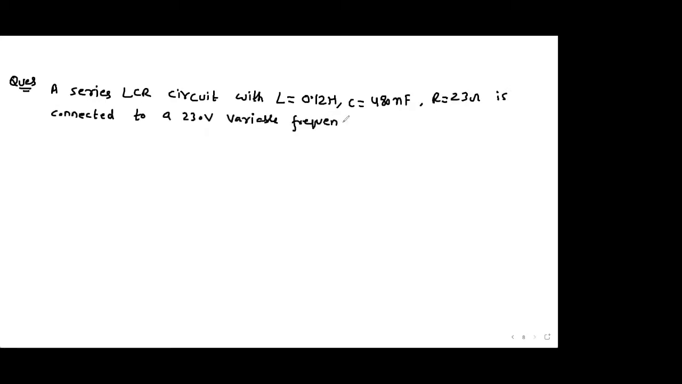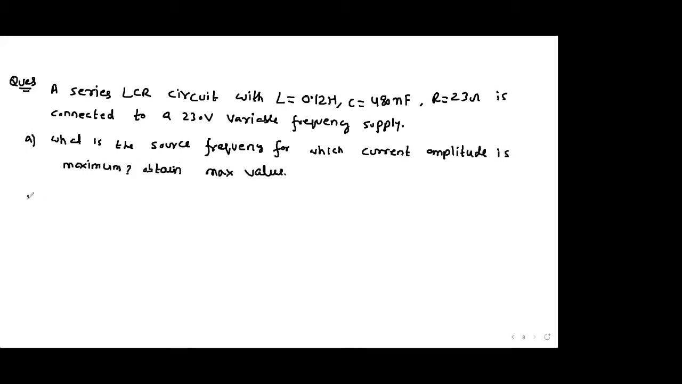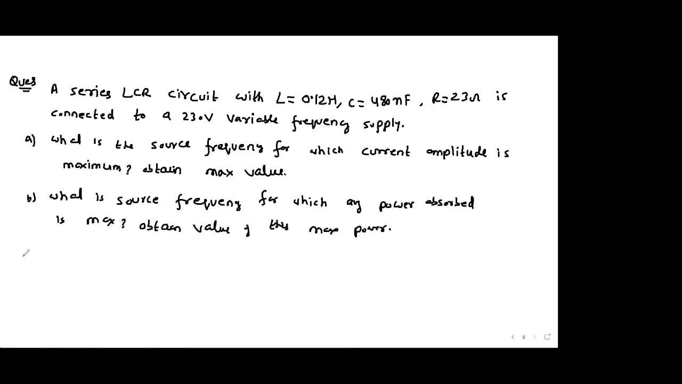A series LCR circuit. So when asking the source frequency for which current amplitude is maximum, that means he's asking about the resonance frequency. This is the formula: 1 by 2 pi root over LC. Then obtain the maximum value of current. The maximum value is this, I naught max is E naught by R.